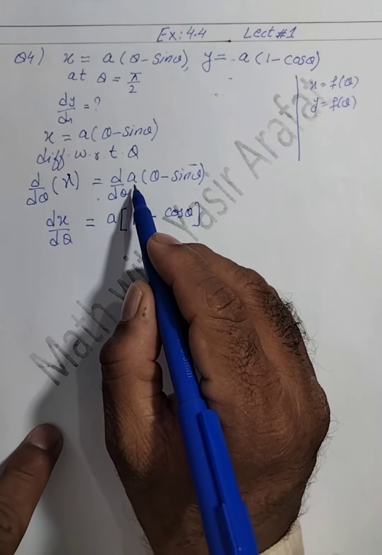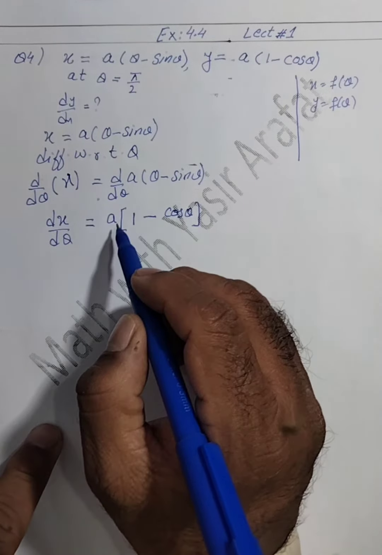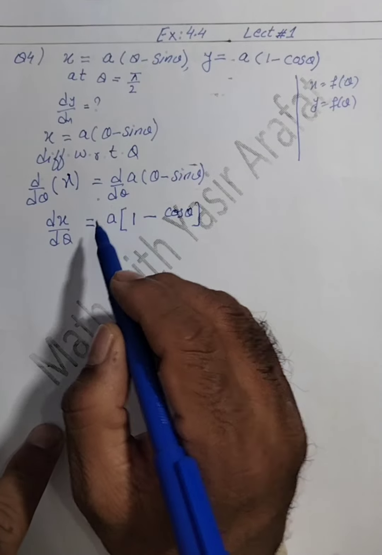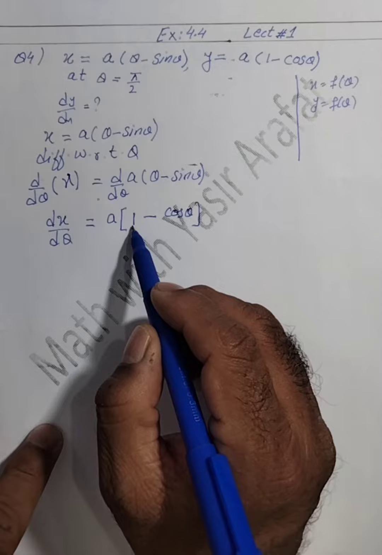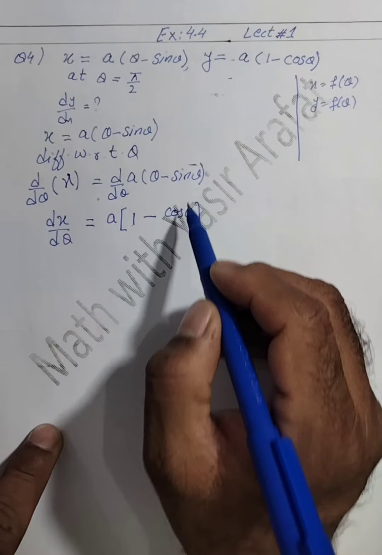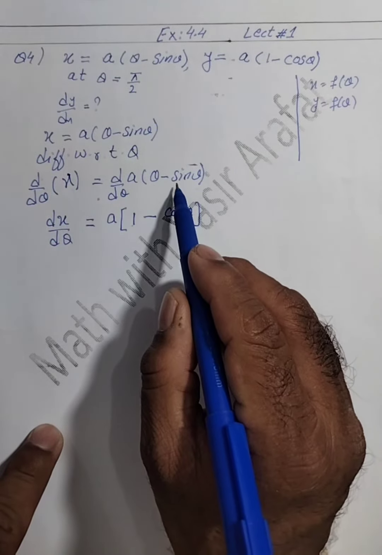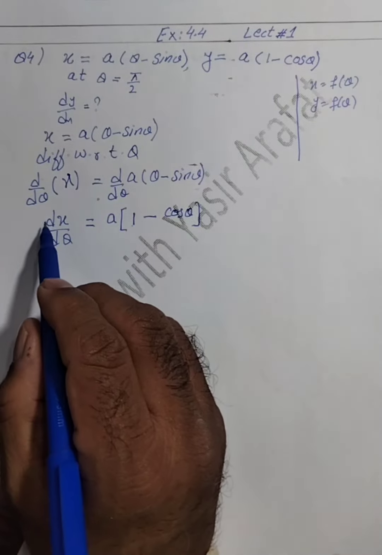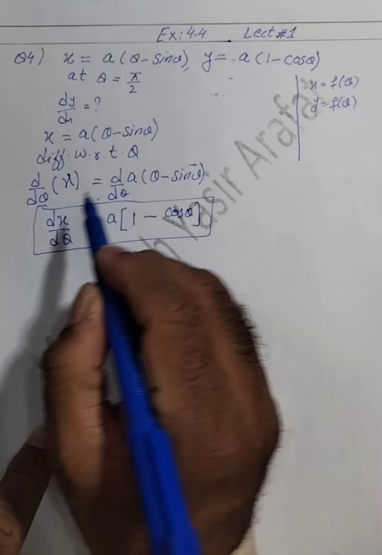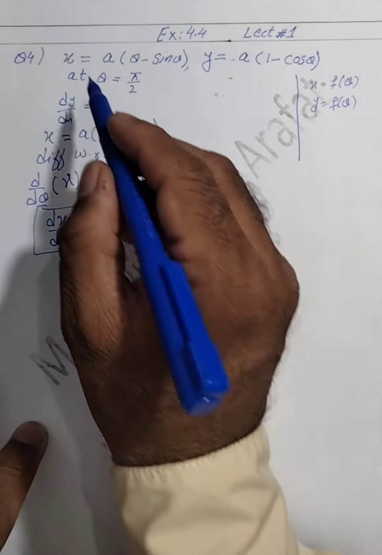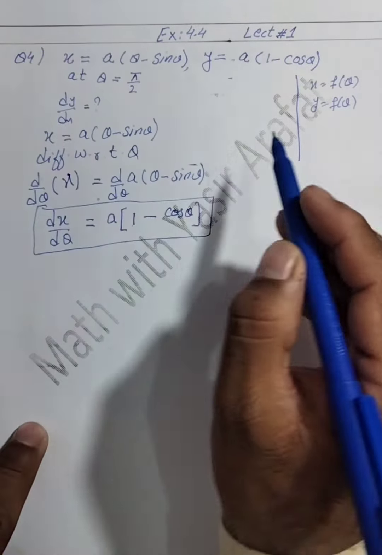So here a is a constant coefficient, therefore we separate it. The derivative of theta is equal to 1, and for the derivative of sine theta we have the formula: it is cos theta. This is the derivative dx upon d theta of this equation.